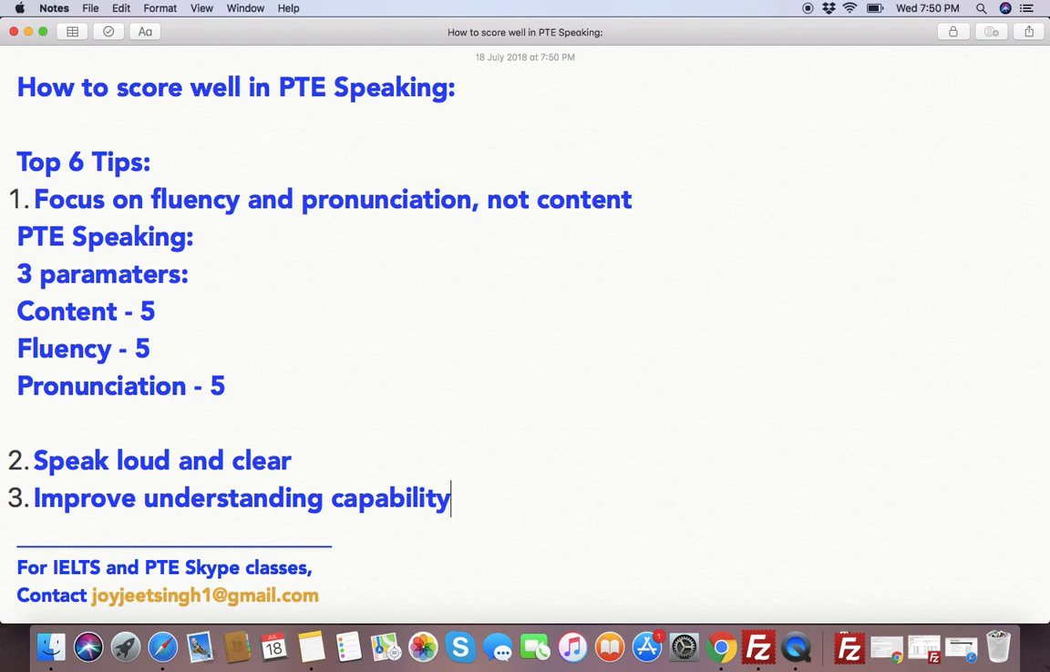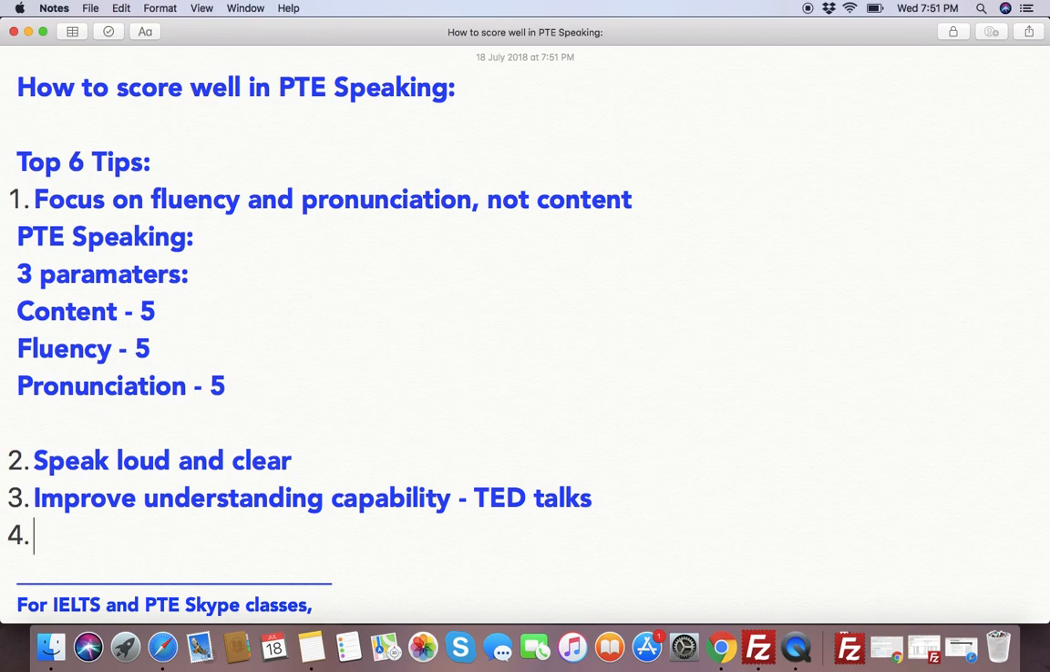Guys, these are the 3 parts that depend on your listening capability. If you do not understand what they are speaking, there is a good chance that you will not be giving them a good answer. So, improve your understanding capability, and this is something that you can do via TED Talks. Go to TED.com or simply download the app on your phone and then listen to TED Talks on a regular basis, just 1 or 2 every single day, and this is all you have to do to improve your listening. Okay guys, improve your understanding capability. Listen to TED Talks every single day.